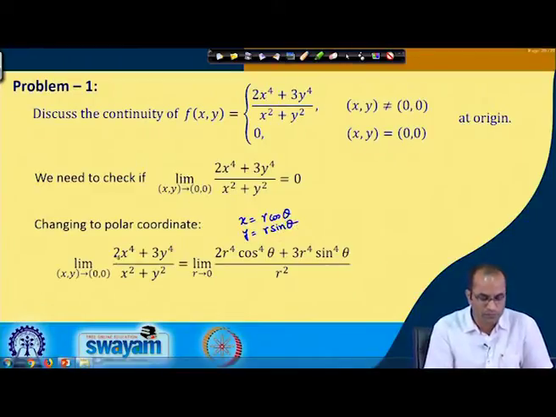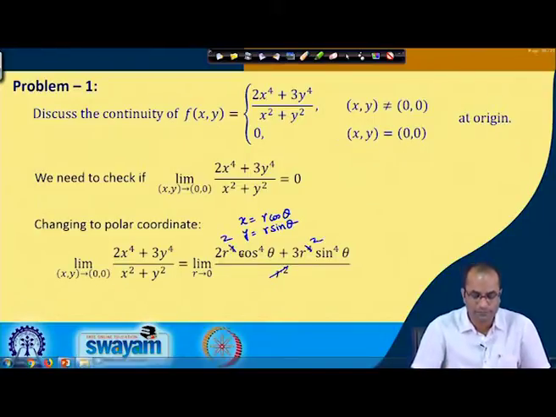By doing so, we get 2 times r 4 cos 4 theta plus 3 r 4 sin 4 theta, and in the denominator r square cos square theta plus r square sin square theta, which becomes r square. So, now this r square will get cancelled, and if we take r square common, we have cos 4 theta plus sin 4 theta times r square.